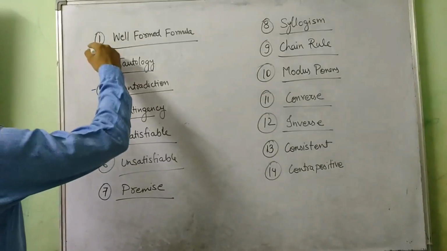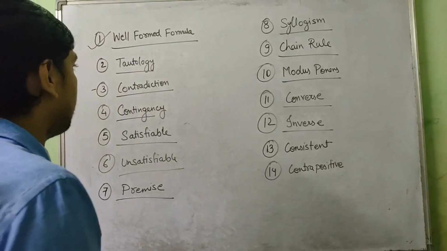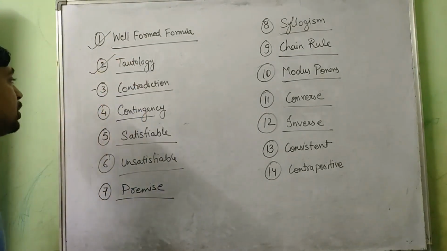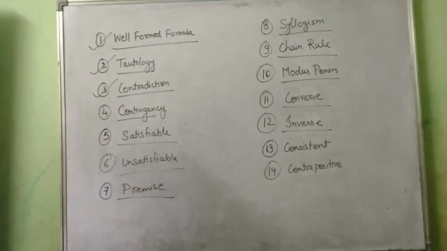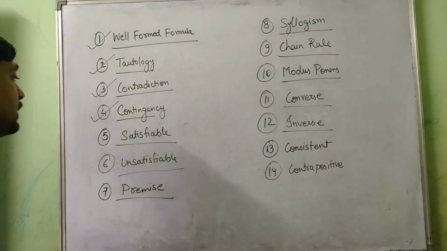First was well-formed formula. Propositions are well-formed formulas. Any connective with a proposition is a well-formed formula. Tautology: if a proposition results in only 1, then it is a tautology. Contradiction: if the proposition results in only 0, then it is a contradiction. Contingency: if the proposition results in 1 as well as 0, it is a contingency.